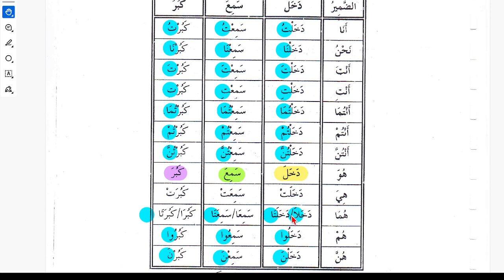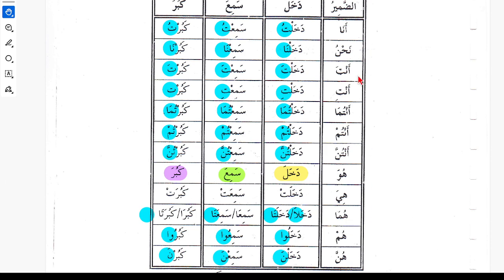So huma dakhala or dakhalata for masculine and feminine, alif is the fa'il. Hum dakhalu, hunna dakhalna. So here vav is the fa'il. Alif is just added for separation, but vav is the fa'il here. Dakhalna, this na is the fa'il. So those were the third person.